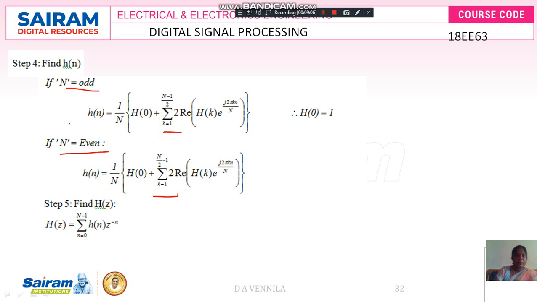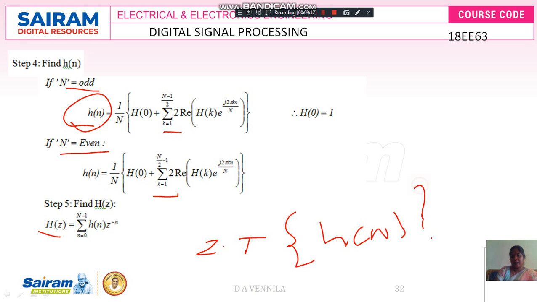Then after finding the h of n value, you need to find h of z. The z transform of h of n is h of z. So this is your design procedure for the frequency sampling method. Next we will do a problem using the frequency sampling method. Thank you.